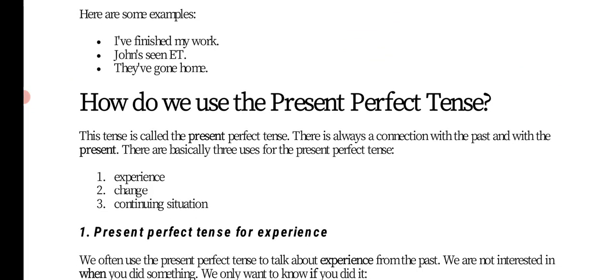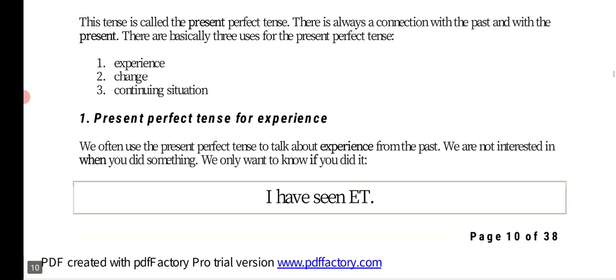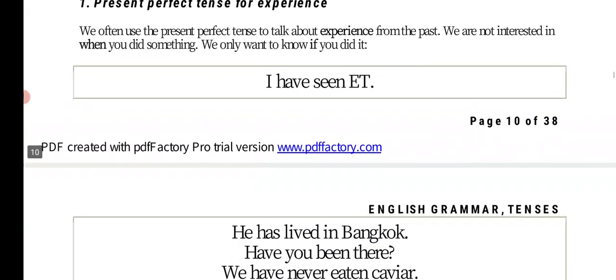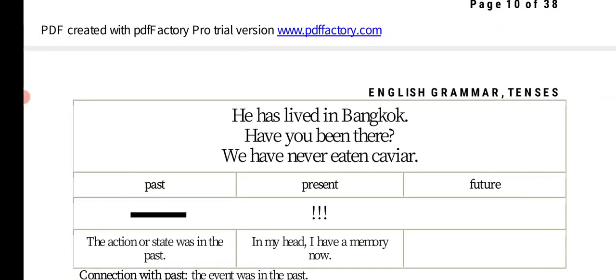The tense is called the present perfect tense. There is always a connection with the past, with the present. There are basically three uses for the present perfect tense: experience, change, and continuing situation. I have seen it. He has lived in Bangkok means he is still living in Bangkok. And understand, if we say he lived in Bangkok, it means he does not live there anymore. But if we say he has lived in Bangkok, it means he lived there in the past and he's still living here. Understand?